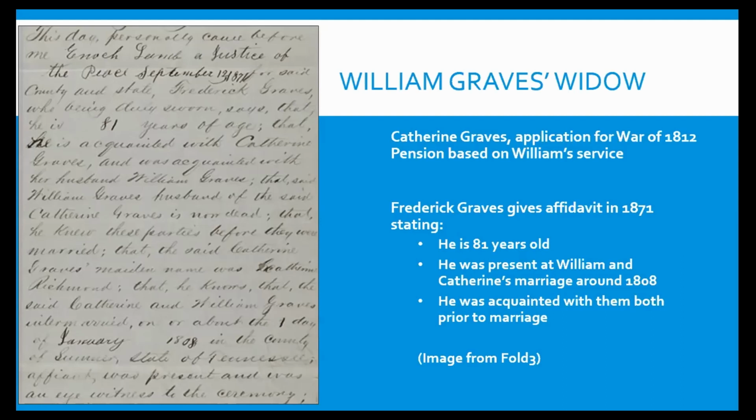So anyways, in William Graves's widow's pension application, one of her witnesses was actually Frederick Graves. And this is the guy that's supposed to be the brother. So this would be her brother-in-law, if we have the relationship correct. Frederick Graves comes forward and says in 1871, he says he's 81 years old. He was present at William and Catherine's marriage around 1808. He was acquainted with them both prior to the marriage. Okay, so this is good.